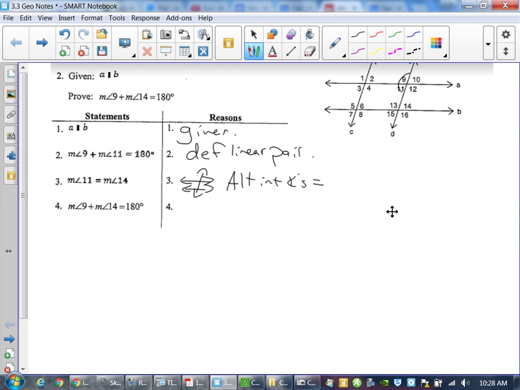And then lastly, what's your last step? Substitution. Here's why it's not transitive. I know you saw this. Transitive is only going to be if something equals something, something equals something. There's nothing else put in there. Transitive doesn't occur if there's addition and subtraction built in. So this is substitution.